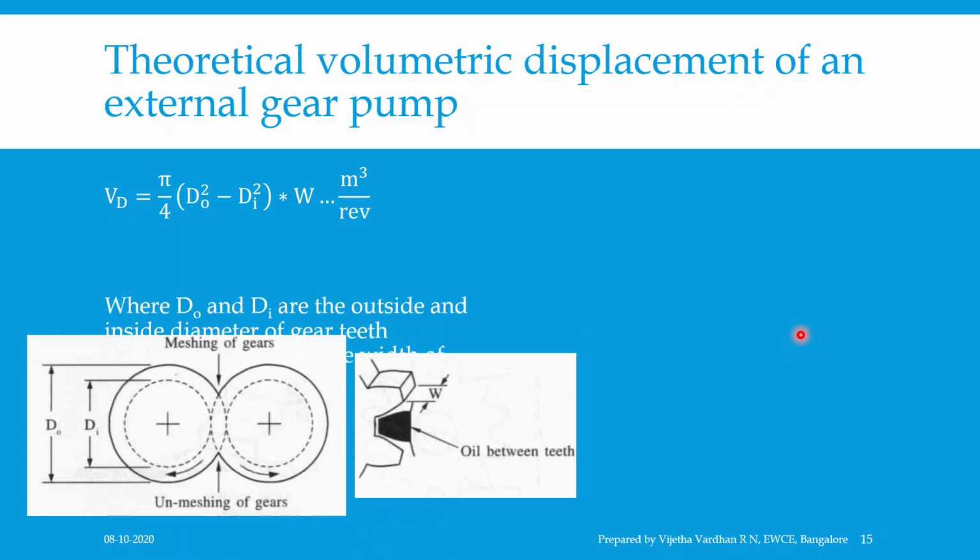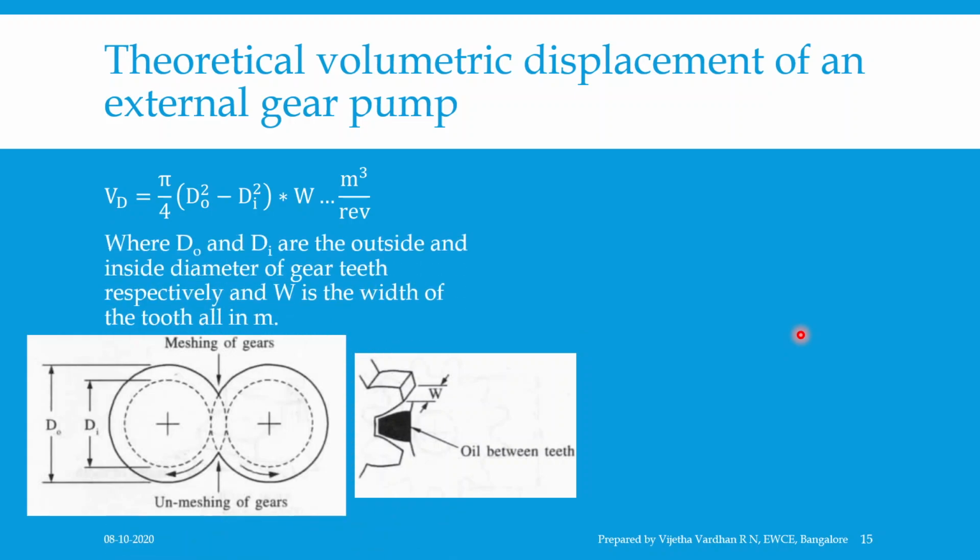Now, let us understand the parameters, where d0 and di are the outside and inside diameter of the gear teeth respectively, and W is the width of the tooth, as shown in the figure you can observe. Now, the physical dimensions of the gear elements cannot be varied, so the theoretical volumetric displacement is fixed, hence it is a fixed displacement.